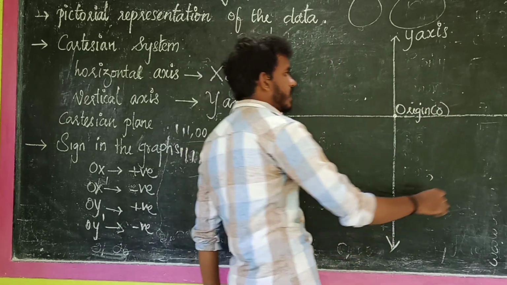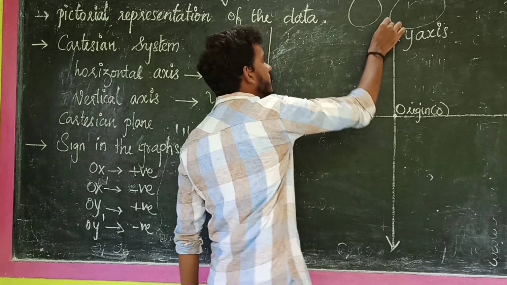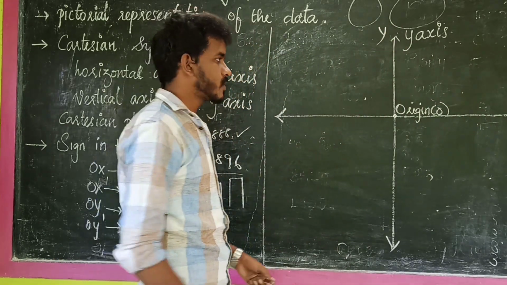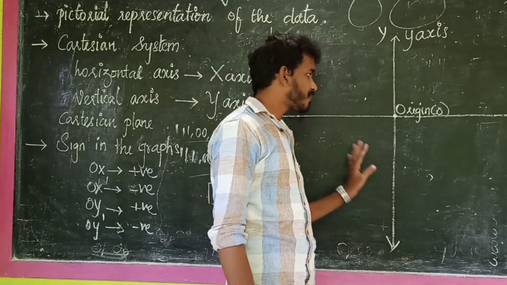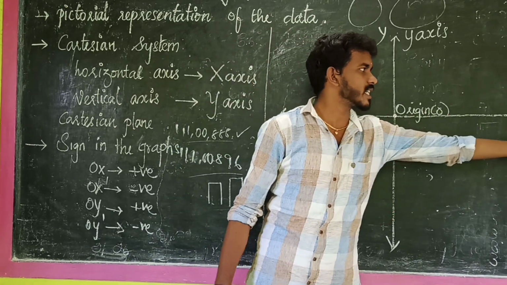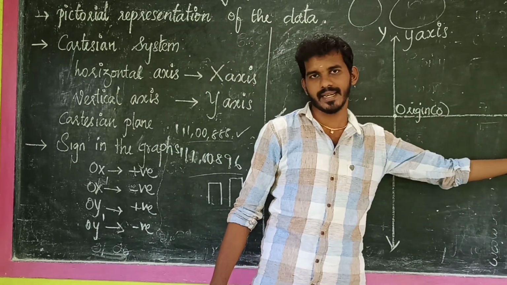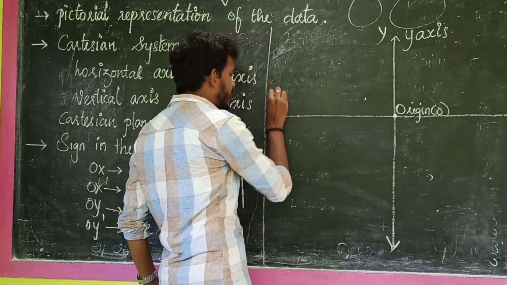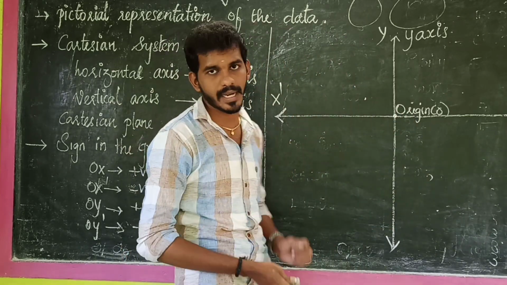Either we call this x or we call this y. Now listen properly. The positive side: from O to x is called the positive side. From O to x dash is what we call the negative side.